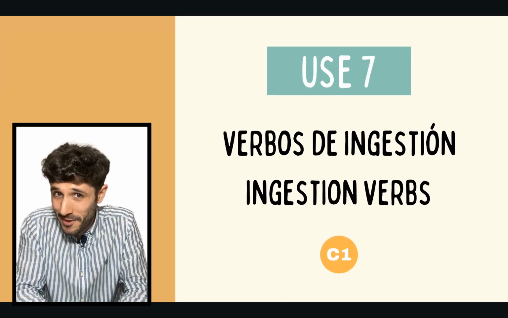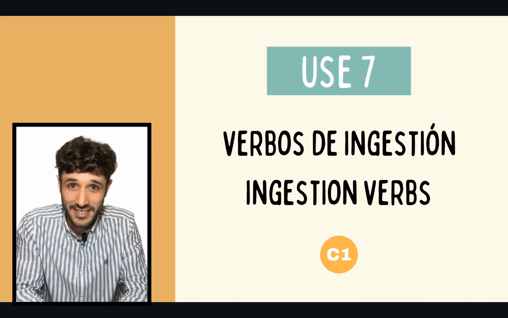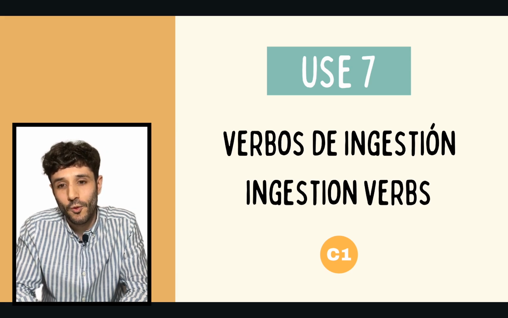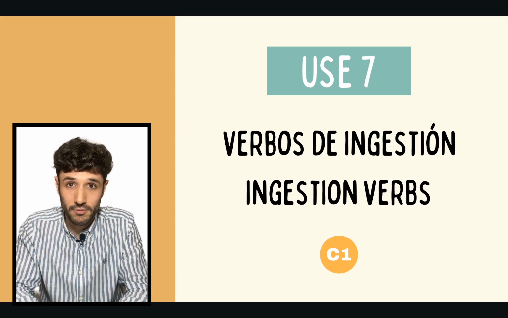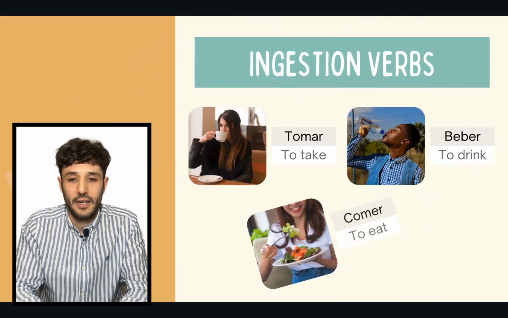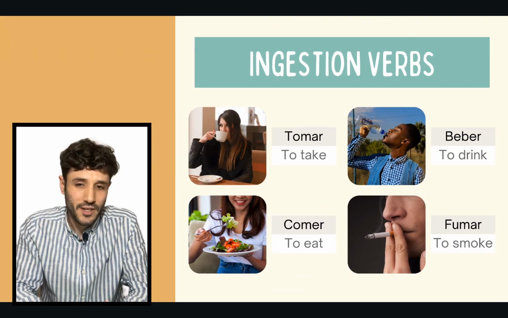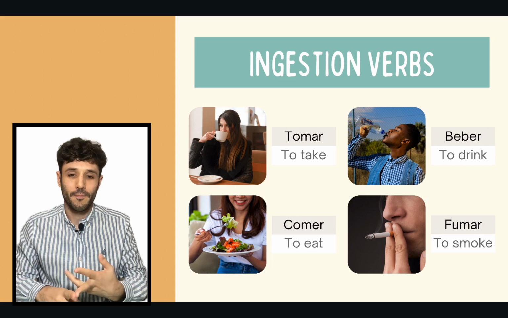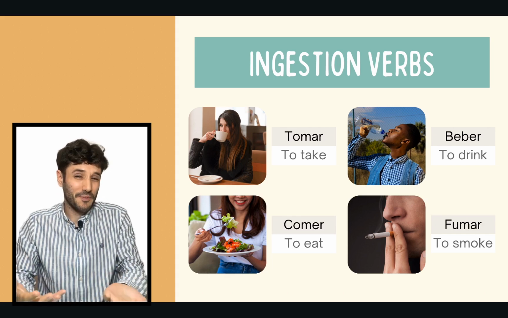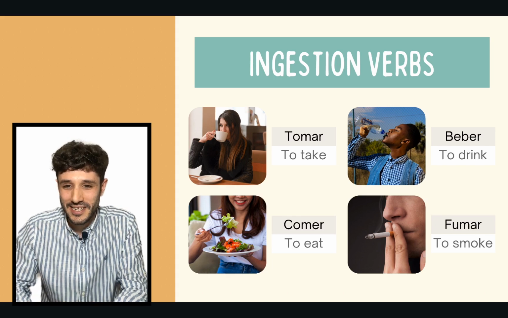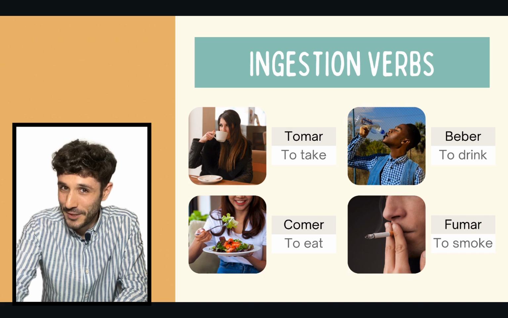Now we go to the seventh use. Guys, this is C1 level. This is very advanced, and this is how to use se with verbos de ingestión, ingestion verbs. What do we mean by ingestion verbs? Okay, the most common ones are these four: tomar, beber, comer, and fumar. When you're basically ingesting something, you're putting something in your body. Okay, so this is what we refer to by ingestion verbs.